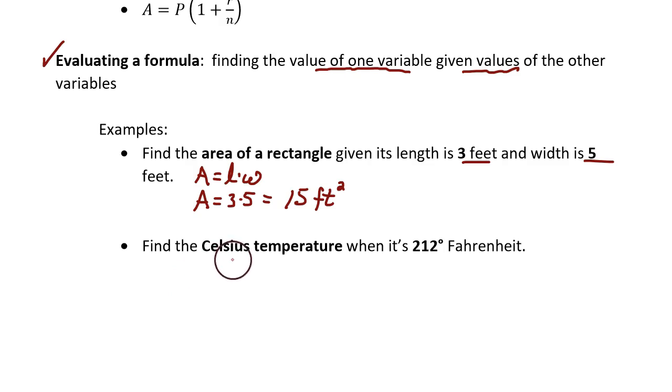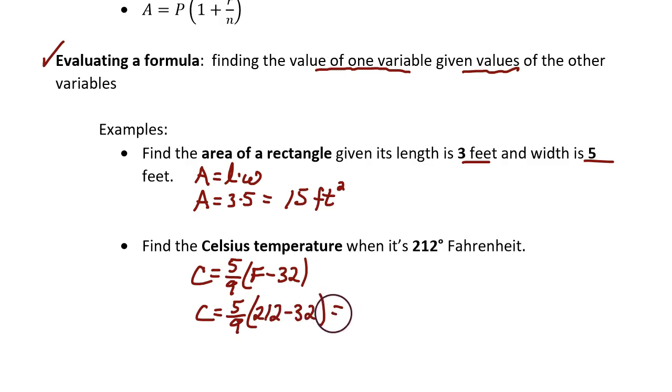Next example, let's find the Celsius temperature when it's 212 degrees Fahrenheit. The formula that applies is C equals 5/9 parenthesis F minus 32. We want to find the answer for C when we know the value of F is 212. This makes 100 degrees Celsius.